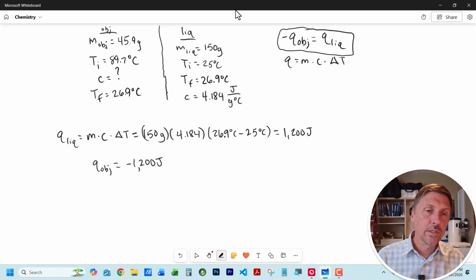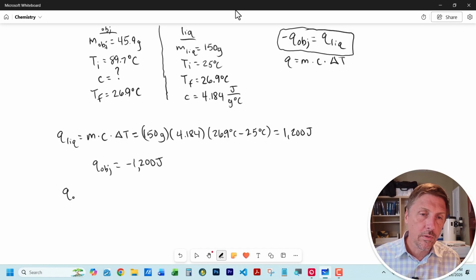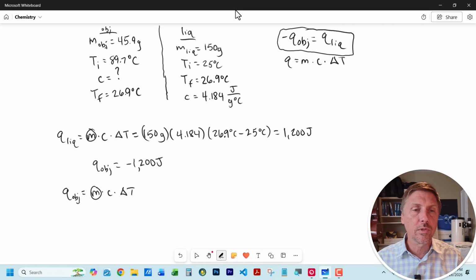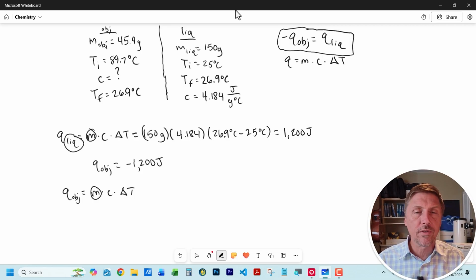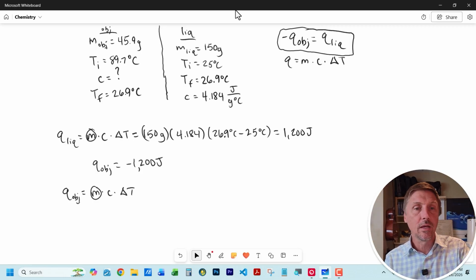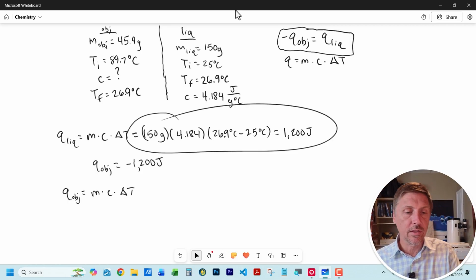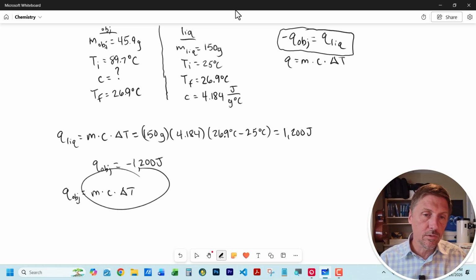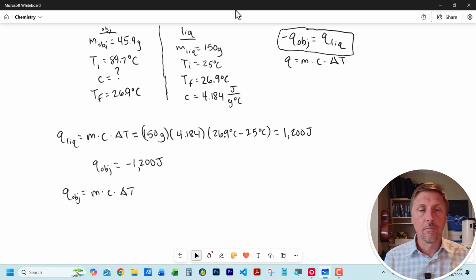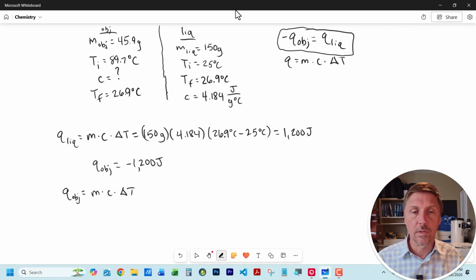So now, what is our Q formula for the object? Well, it's the same as the Q for the liquid. It's mass times C times change in T. But this mass is the mass of the object, whereas this mass was the mass of the liquid, right? So you want to make sure when you're finding the Q, whatever you're trying to find the Q for, you need to use the mass and the little c and the change in T values for that particular substance, right? We used all the liquid values up here to find the Q of the liquid. Down here, we need to use the object values in order to use the Q formula for the object.